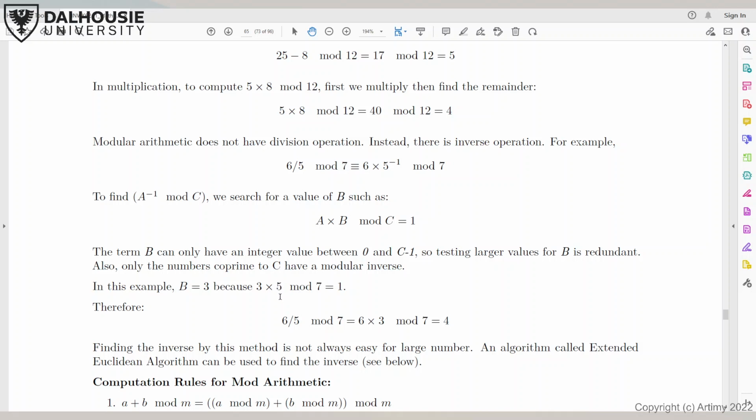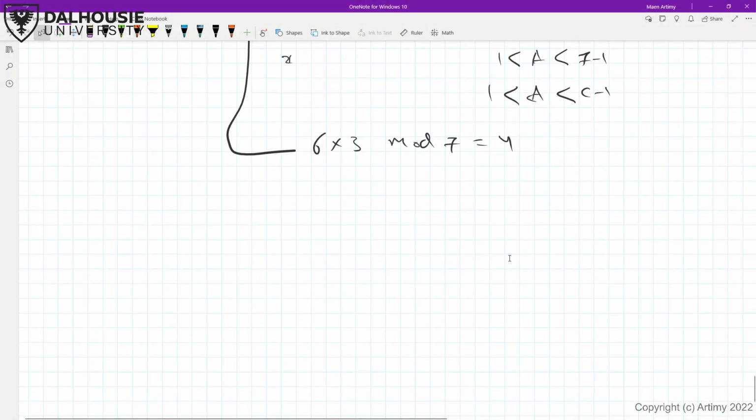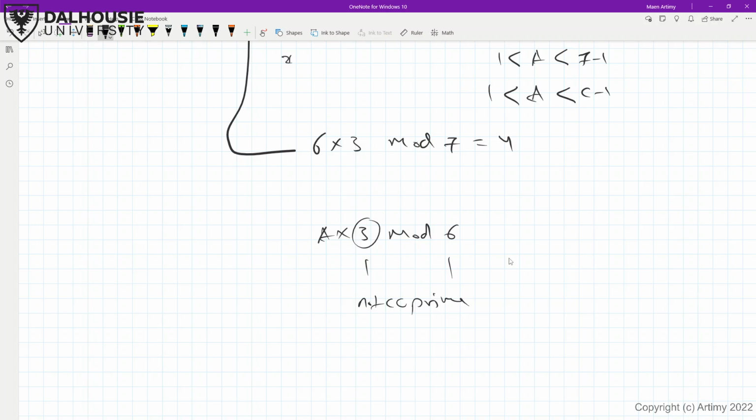But we cannot find an inverse to, let's say, a multiplied by 3 mod 6. There is no inverse to this one because 3 and 6 are not coprime. Why? Well, because 3 has factors 1 and 3, right? It's a prime number. 6 has factors 1, 2, and 3. So here we have a common factor.